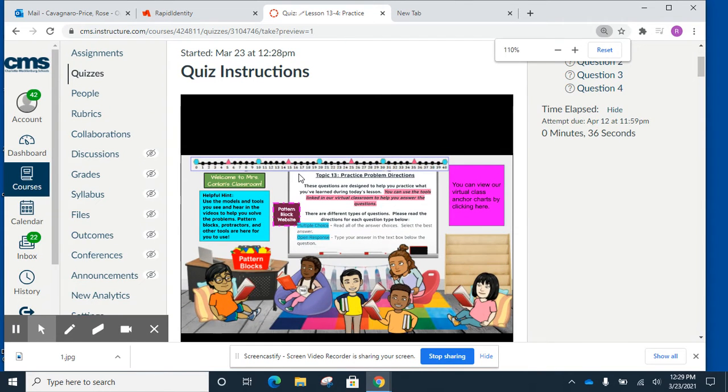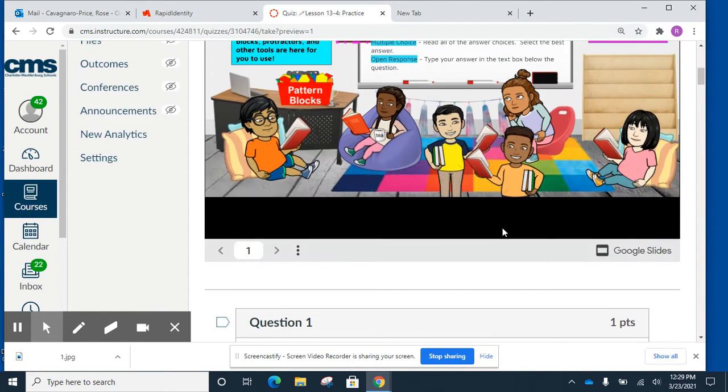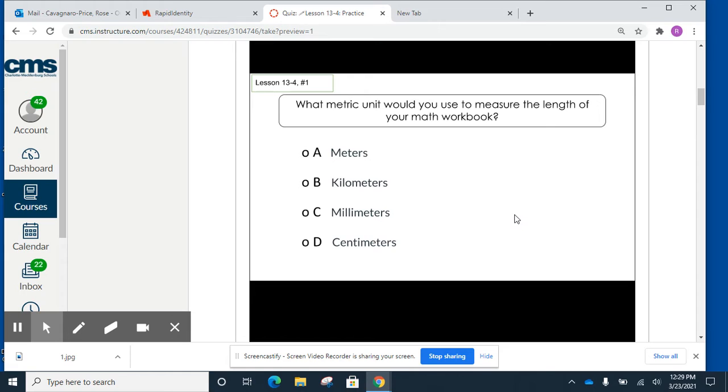All right, so we are going to take a look at your practice quiz for today. Make it a little bit bigger. Okay, so what metric unit would you use to measure the length of your math workbook?